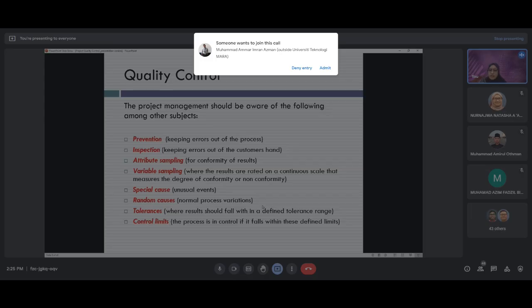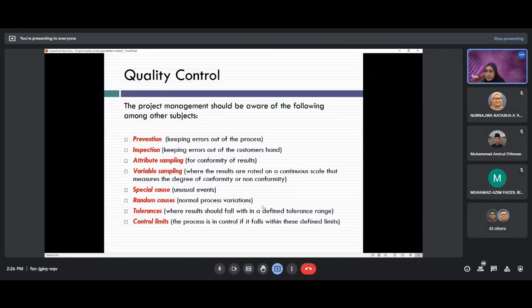All right. Random causes is normal process variation. For example, you want to go for concreting, you must have a specification, your design, your process must be according to the specification. But however, at that moment, the site is flooded, for example. Some of the samples are soaked in the water. So that is called special causes. But random causes is typical causes. It can occur on any normal day.